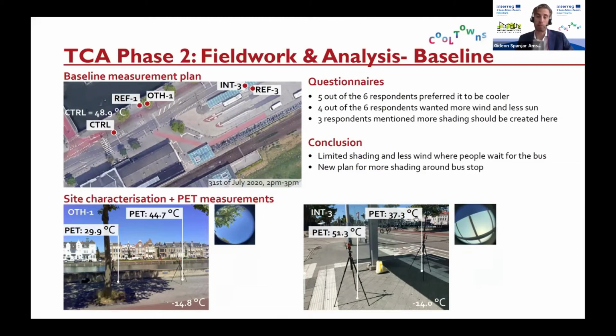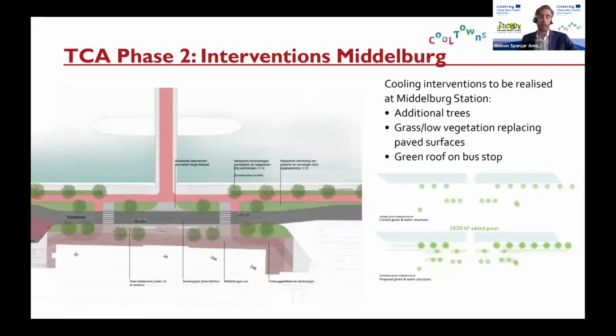It cools down a bit, but the roof is made of, well, part of it of glass. And based on the questionnaire output, the people would like to have more options, more shading options here and there on the site. And this is the design of Middelburg. As you can see, they will add some more trees and more lawn, and it will be a more pedestrian-centric space. And also the bus stop, a green roof will be created over there.